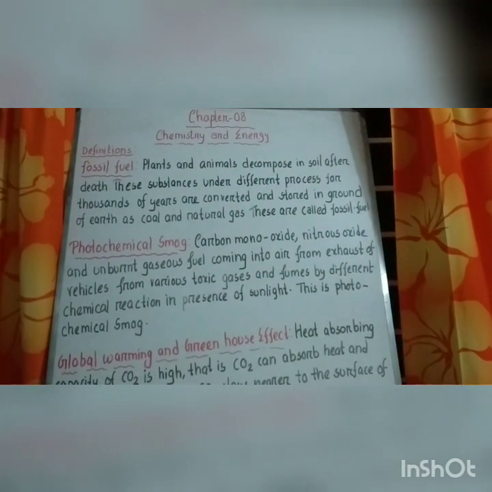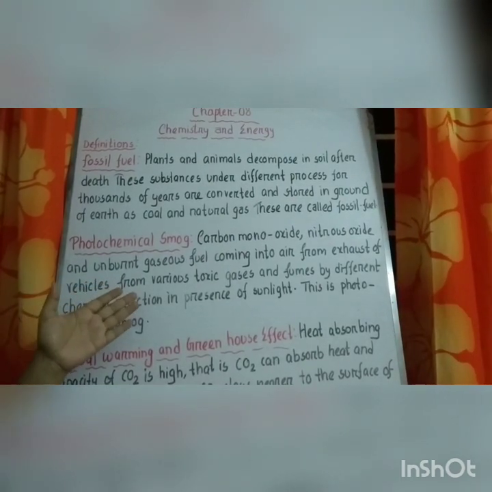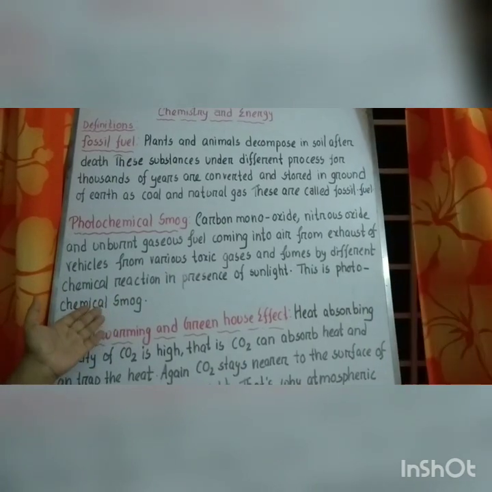Because different types of gas, suppose carbon monoxide, nitrous oxide, and different types of unburned gaseous fuel come into the air and react with each other in the presence of sunlight. As the reaction takes place in the presence of sunlight, this is known as photochemical smoke. After reacting, they produce different types of toxic gases. These are known as photochemical smoke.